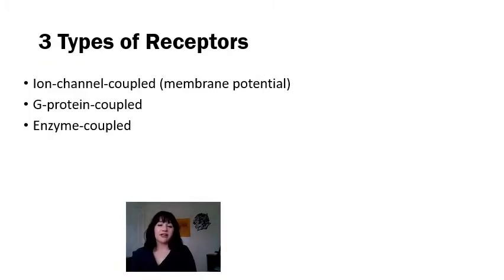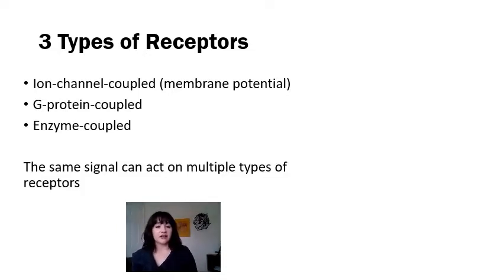So there are three types of receptors: ion channel coupled, G protein coupled, and enzyme coupled. If you think about those words, ion channel has to do with membrane potential. So these are channels that are responding to changes in the voltage of the cell. Then there are receptors that work via something called a G protein, and other receptors that send their signals inside of the cell by enzymes. You should know these three different types and how they work.